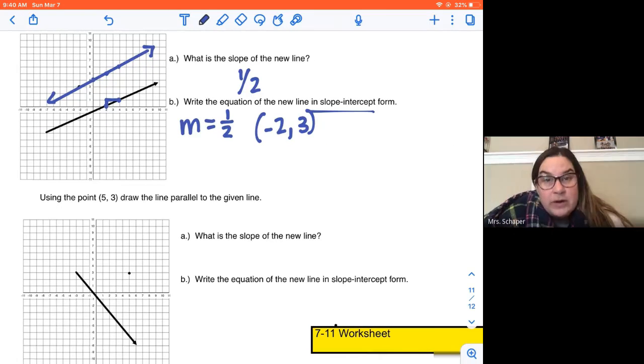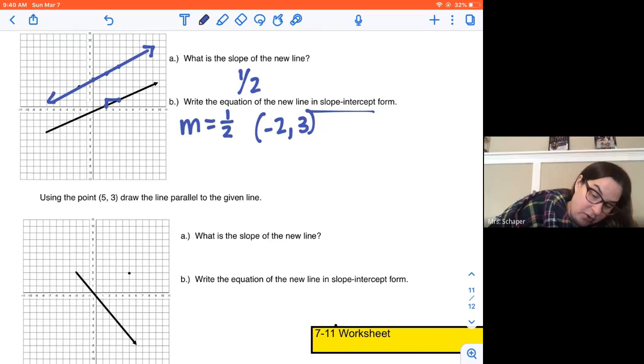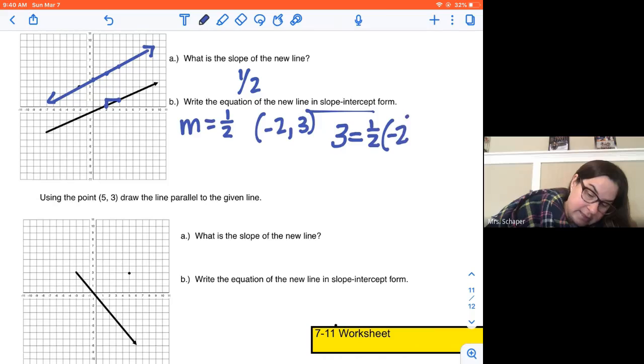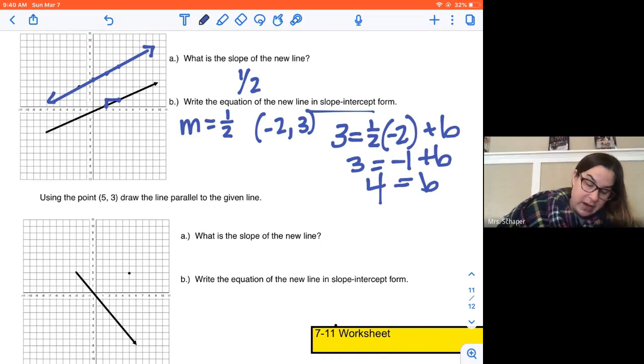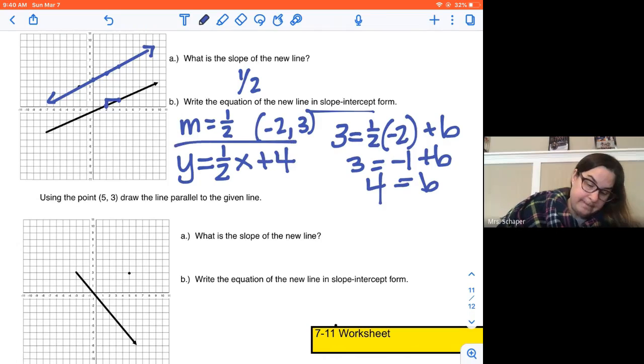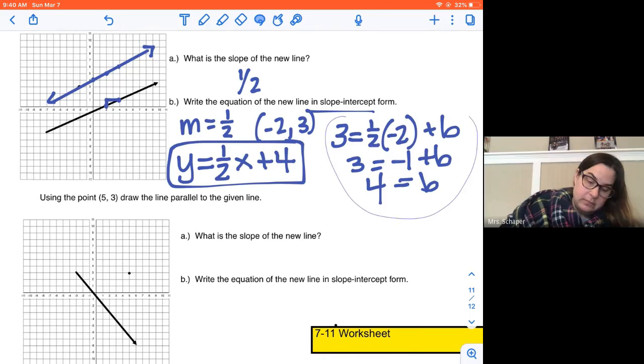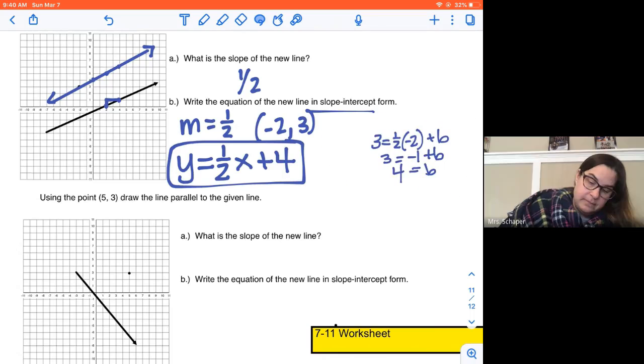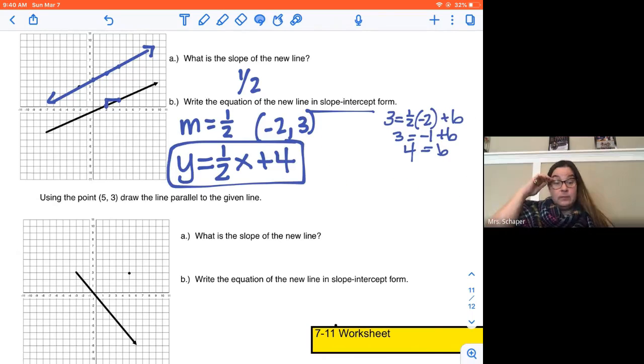This is pulling back some work that we had in 7A. So here we go. 3 equals mx plus b. 3 equals negative 1 plus b. So b equals 4. So my equation will be y equals m, that's 1/2 x, plus 4. And there you go.